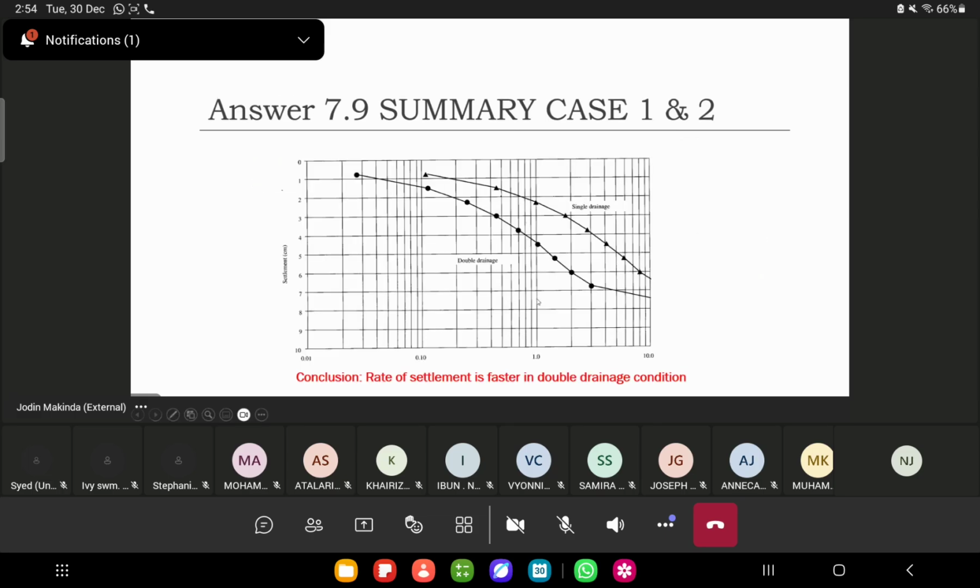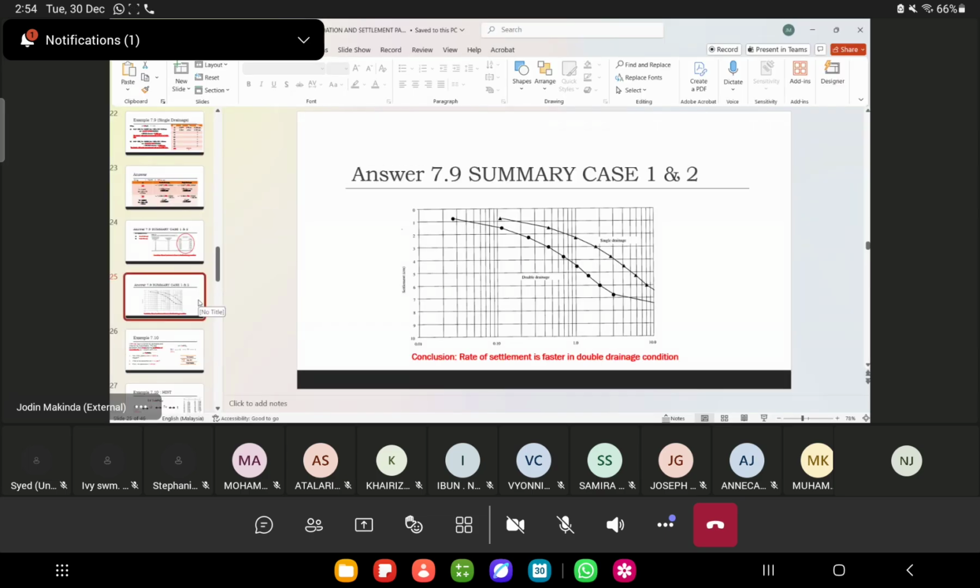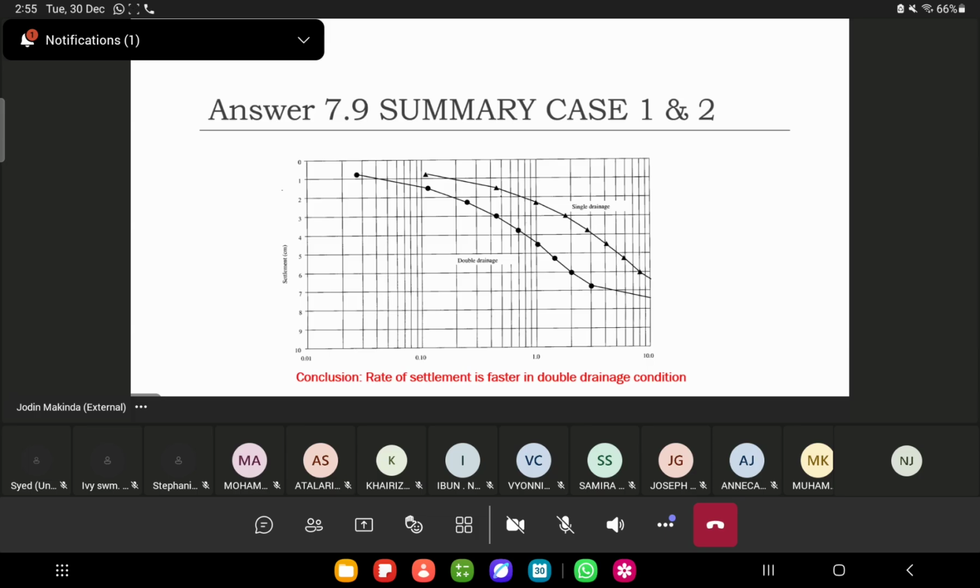Similarly, if we plot single drainage and double drainage, we can see that with double drainage the rate is faster than single drainage. This is for comparison purposes. So now we can learn that besides the total settlement and the soil profile, we can also study the rate of settlement.